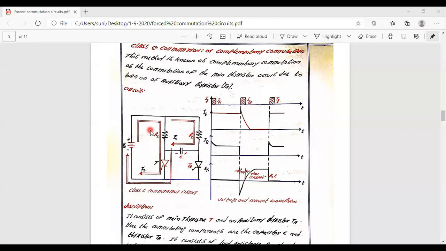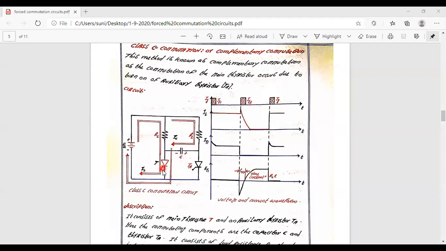So there is no current conduction path provided from this positive to the negative. So there will not be any current flowing in the circuit. Okay. So what will happen after that? What we are going to do is simply make the triggering for this main device. So you are going to give the triggering pulse for the main device.